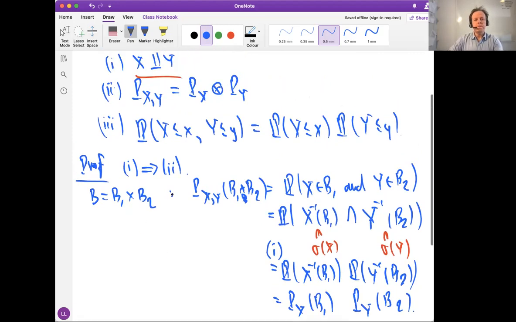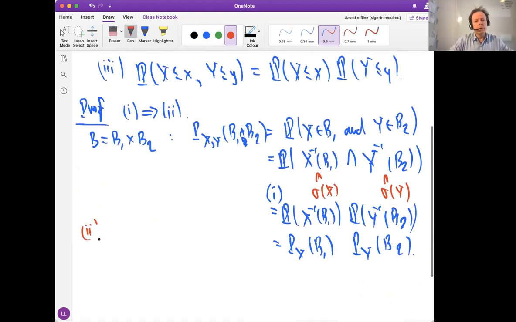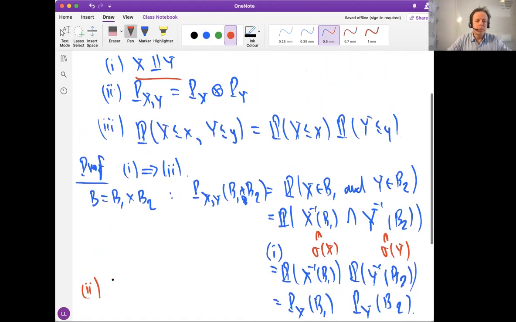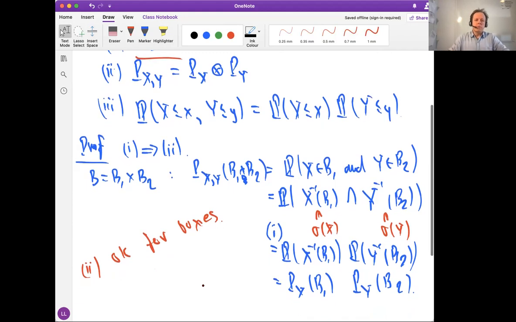And so what does it say? It says that property 2 is okay for rectangles or boxes. Then if it's true for boxes, then we know that boxes form a pi system, and a generating pi system uniquely characterizes the measure by Dynkin's identification theorem. That's why the conclusion 2 is okay in general.